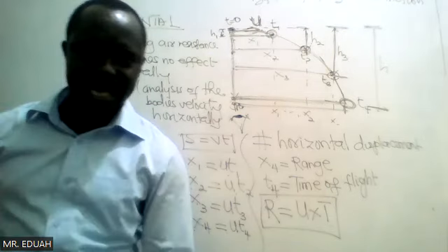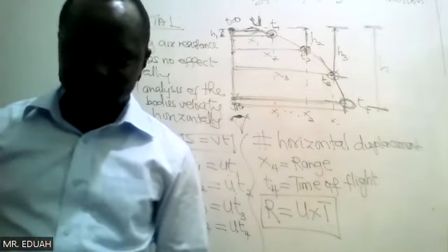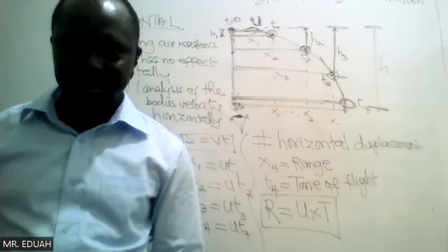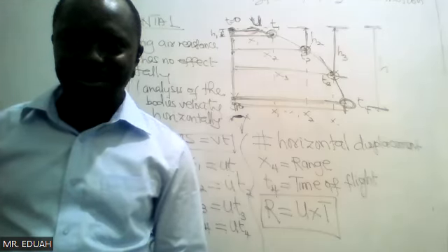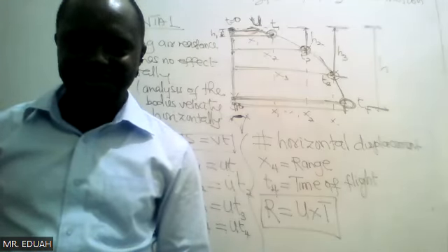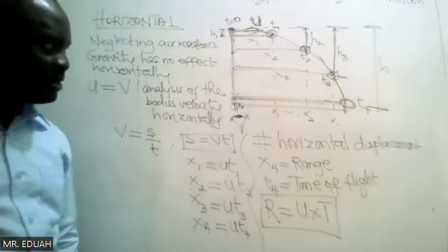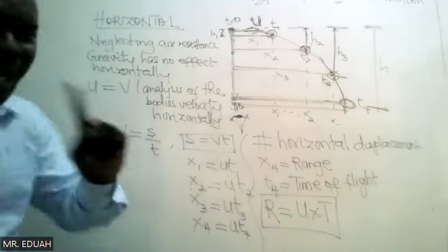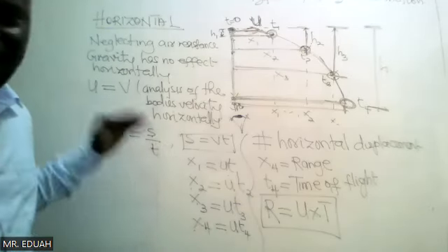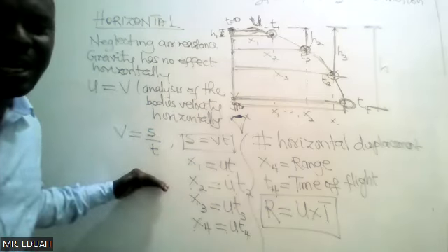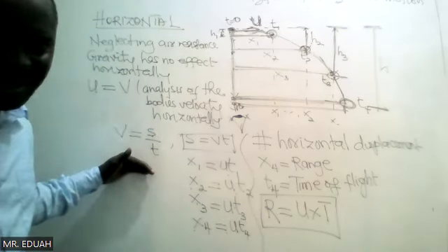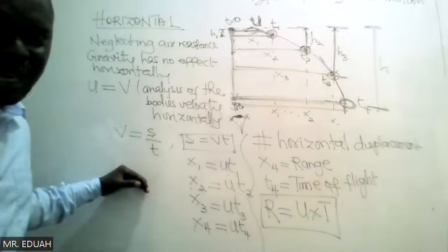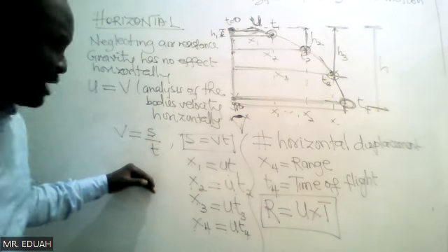If you have any question, ask before I continue. Please, do you have any question before we move on to another aspect? So we have analyzed the velocity. With the velocity horizontally, we realize that it is constant. Initial is equal to the final. And what is the reason for this constant?